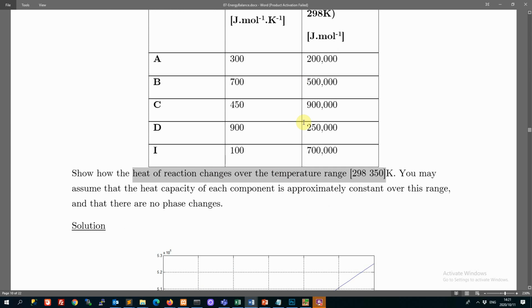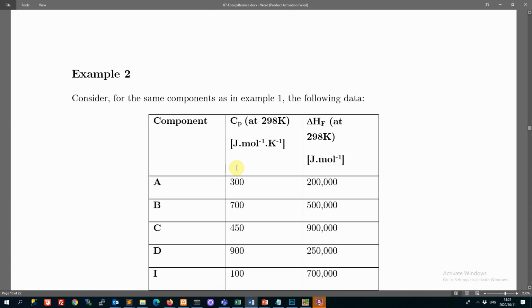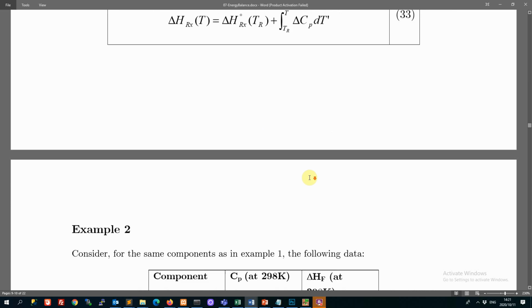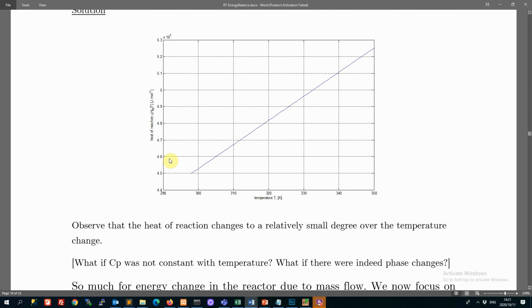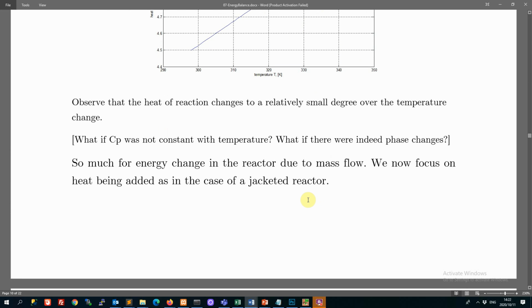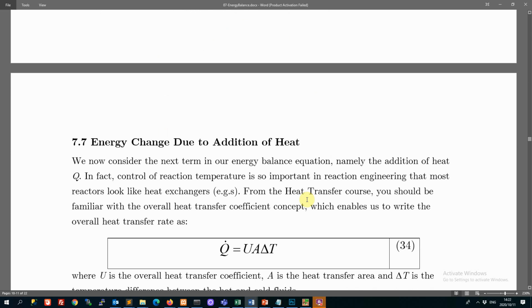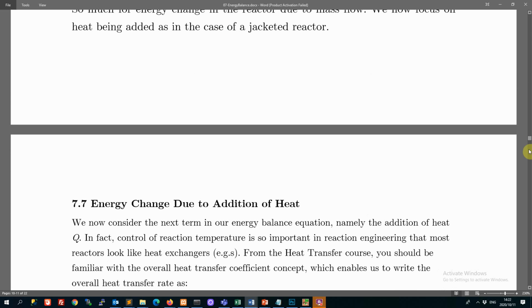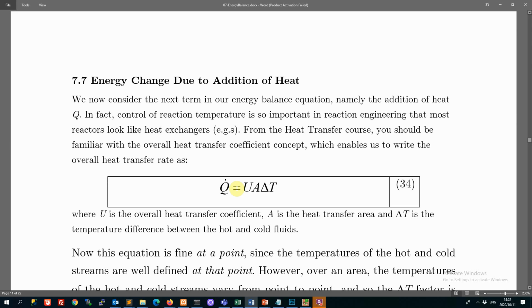And so you can do the same calculation. So do this as an exercise, use the developments shown here, and then show that you get this heat of reaction. That's how it looks as temperature varies. Okay, so that's generally how we can estimate heat of reaction, and that's how we can develop our energy balance.